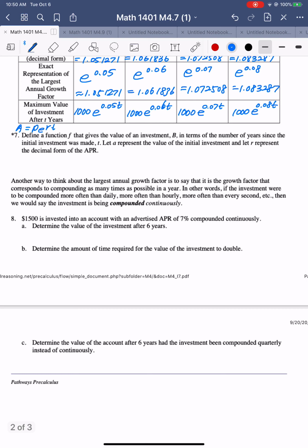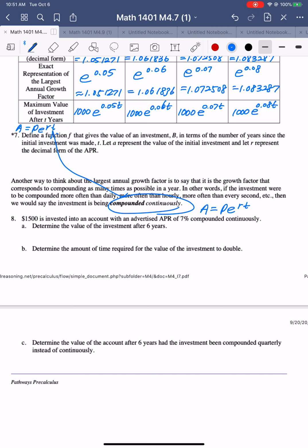Okay, so let's try number 8 using those formulas. Number 8: 1500 is invested. We call this formula the compounded continuously formula. 1500 is invested into an account with an advertised APR of 7% compounded continuously. That's why we have to use P times e to the RT. So determine the value of the investment after 6 years.